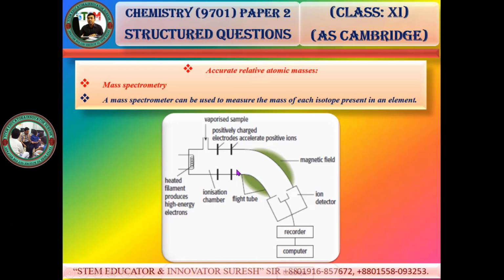After that, we see there is a flight tube through which the ions are moving, below that there exists a magnetic field, and after that the ions enter the ion detector. The ion detector's result will be recorded by a recorder, and finally it will be sent to the computer, and the computer will show a graphical presentation.